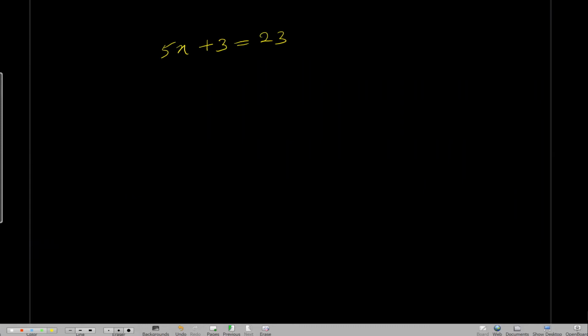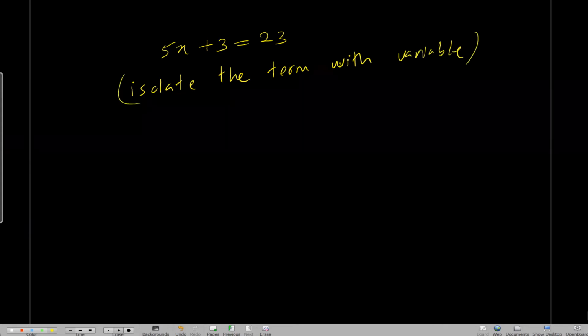Well, if you are not lucky, you will have to have infinitely many, right? It can be any number. So there is a proper way of doing it. The first step, the idea, you have to isolate the term with the variable. That is the idea. Then we can deal with it.